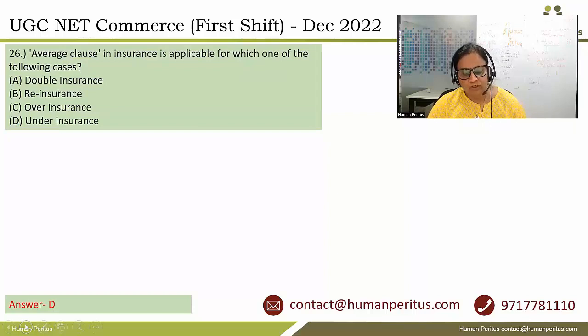So next is, average clause in insurance is applicable for which one of the following cases? So if I'm talking about average clause, average clause is applicable in that situation when the insured is not insured to the full value of the property, right? So in order to safeguard the interest of the insurer, this clause has to be provided in order to reduce the amount of claim in proportion to the under insurance, right? So the correct option to this question is option D.